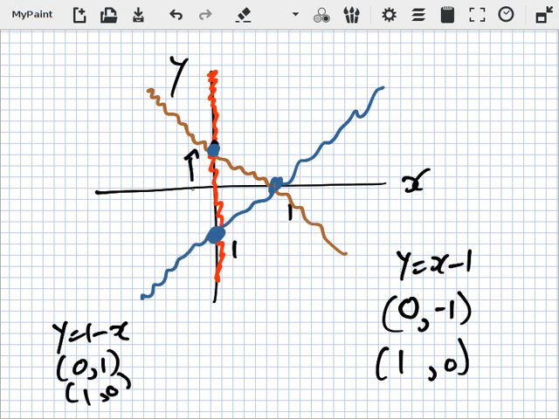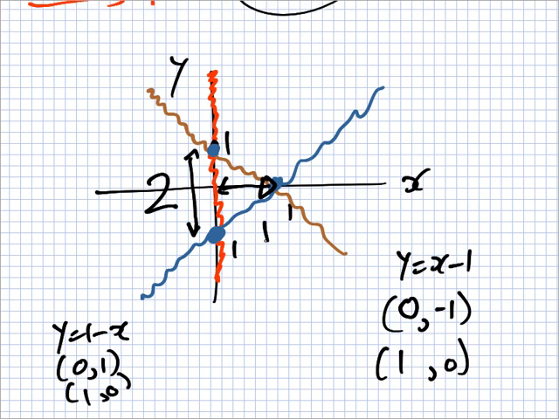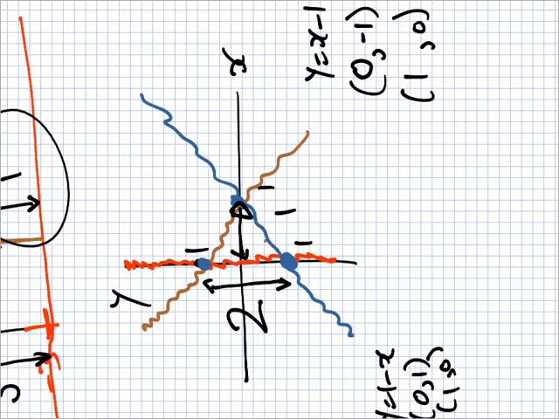How big is it from here to here? 2, because that's a 1. And how big is it from here to here? 1. And if I do a half the base by the height, a half the base by the height gives me 1.